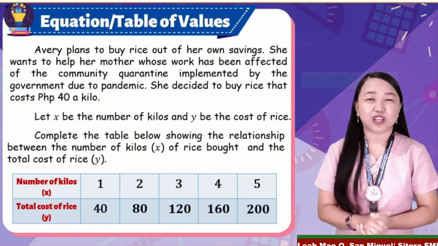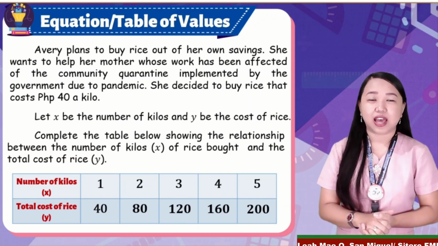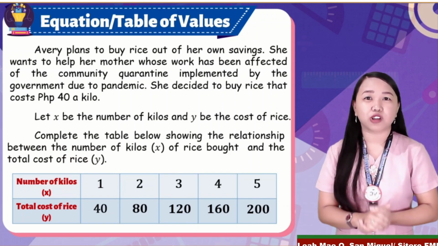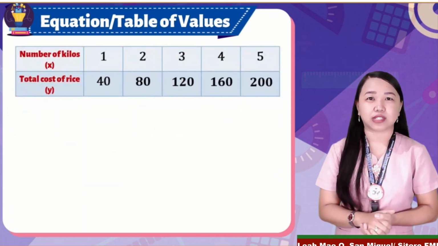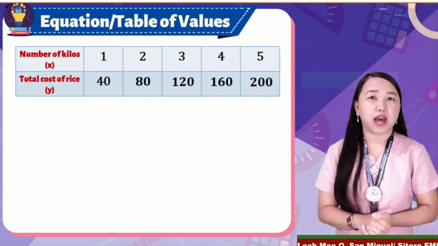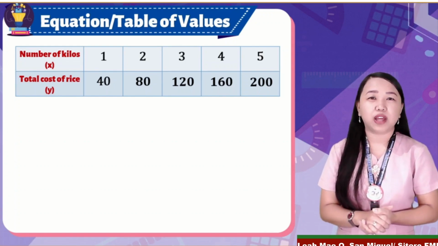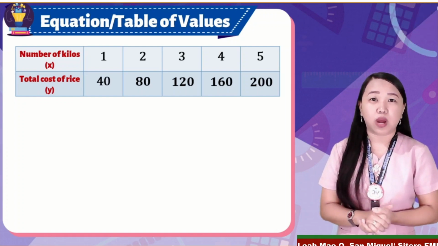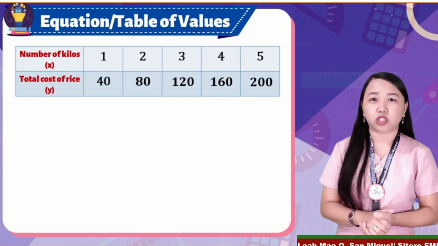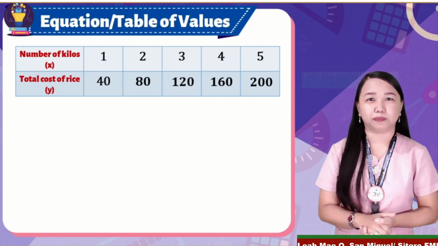Excellent. It's 200 pesos. As you noticed, as the number of kilos x increases, the total cost of rice also increases. It is one condition that the given table of values represent direct variation because as one quantity increases, the other quantity also increases. Aside from this condition, you must also check if there is a constant of variation.